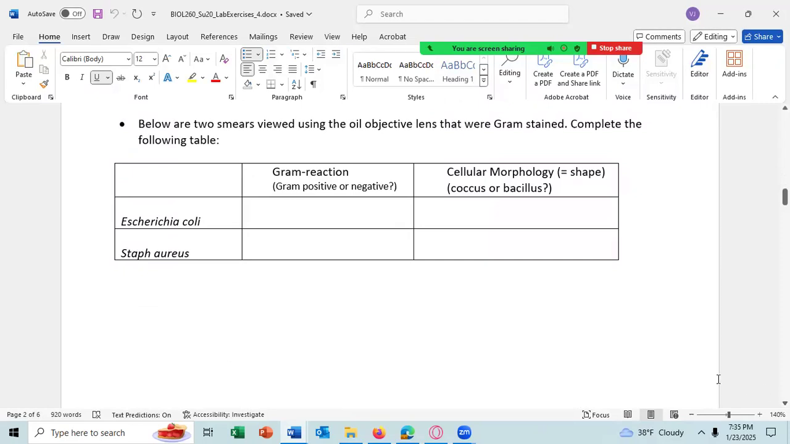And then fill in the answers to this table. Give me the gram reaction, whether gram positive or gram negative, for E. coli and its cellular morphology. Is it a coccus or a bacillus? And then do the same for Staphylococcus aureus. Give me the gram reaction and then the shape of the cell. Any question about any of that?